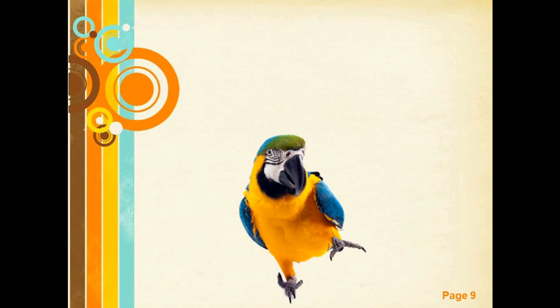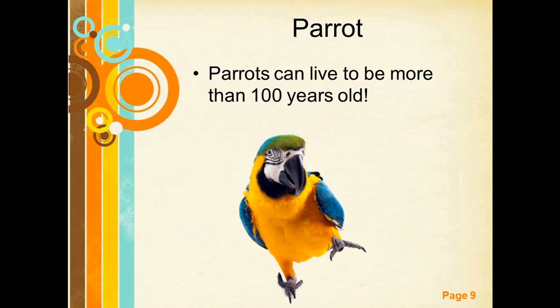This is a very colorful animal. It is a kind of bird. We call it a parrot. Parrot. How long can parrots live for? They can live to be more than 100 years old. That is amazing. They're very intelligent and they can talk.